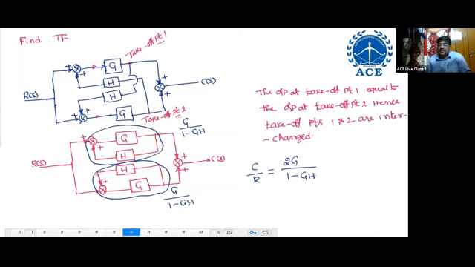So with this, I'll close the block diagrams. Then we'll start the signal flow graphs. I'll just give the introduction to the signal flow graphs.